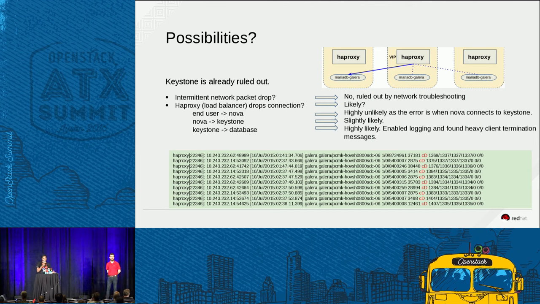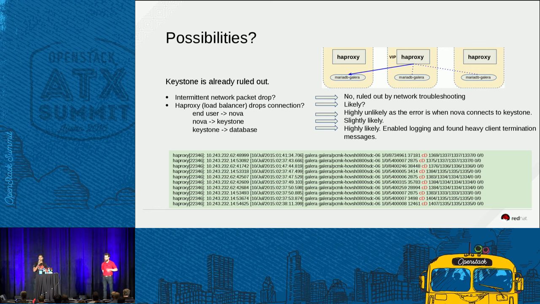Then the second option is whether the connection is a problem between the end user and Nova. Of course not, because the error message comes from Keystone. So it's not a failure between the end user and Nova. Then it could be a problem in the communication between Nova and Keystone. That is one possibility. And it could be a problem between Keystone and the databases. So at this time, we have two options to concentrate our troubleshooting on.